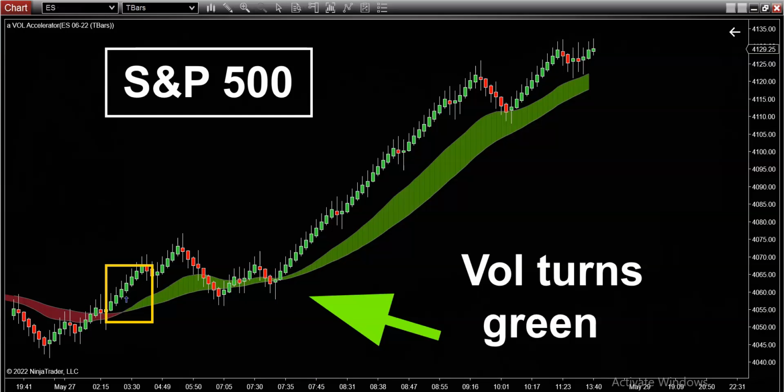But of course, the question becomes now, all right, so say it turns green and now we're on the lookout for long, aka bullish opportunities. Well, how do you play it?